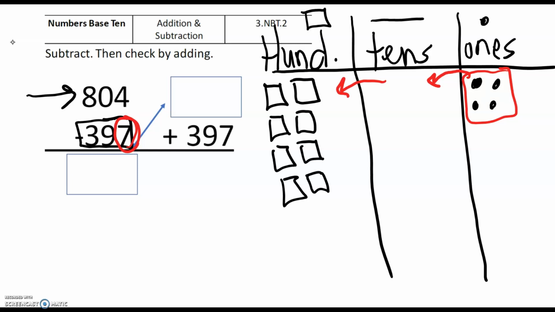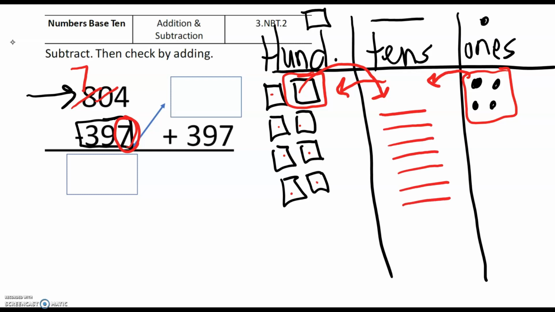So what I'm going to do is take one of these hundreds and move it over into the tens place. That leaves me 1, 2, 3, 4, 5, 6, 7 hundreds left. And if I'm taking 100 over to the tens, I have to make sure those are equal. So I'm going to draw my longs and count by tens: 10, 20, 30, 40, 50, 60, 70, 80, 90, 100.